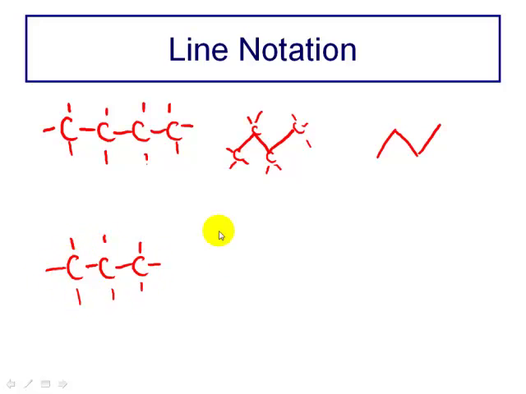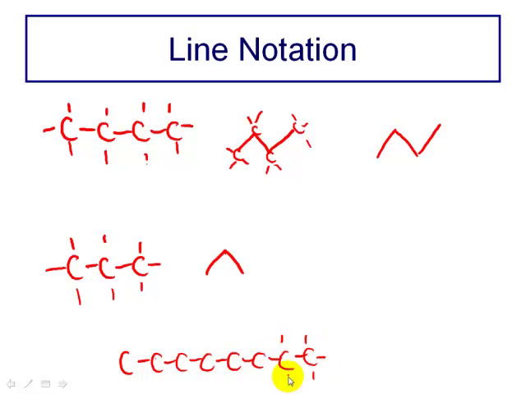Now, of course, something small like that, it just looks goofy, right? Because we're going to have 3 carbons, 1, 2, 3 carbons, and whatever. But the bigger the molecule is, the more convenient line notation becomes. So if we look at something like 1, 2, 3, 4, 5, 6, 7, 8 carbons, which this baby would be called octane, right?